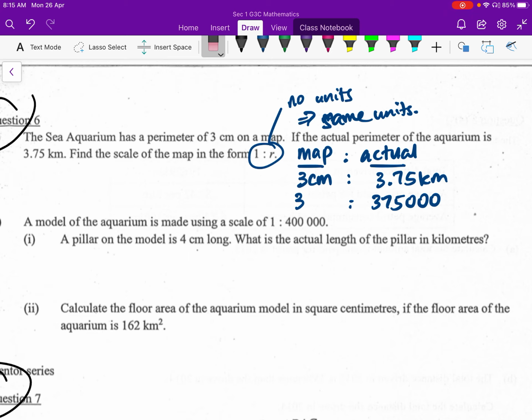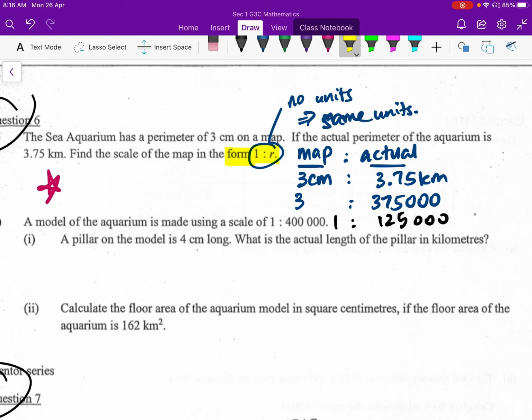But this is not 1:R yet, so we divide by 3 on both sides. So we have the answer as 1:125,000. So that is 1:R. In the form 1:R. And the next part, very important, still on the same question. Wow, this question not done yet. Did they ask you for the value of R? Did they ask you to solve for R? No, they didn't. They wanted it in the form of 1:R.